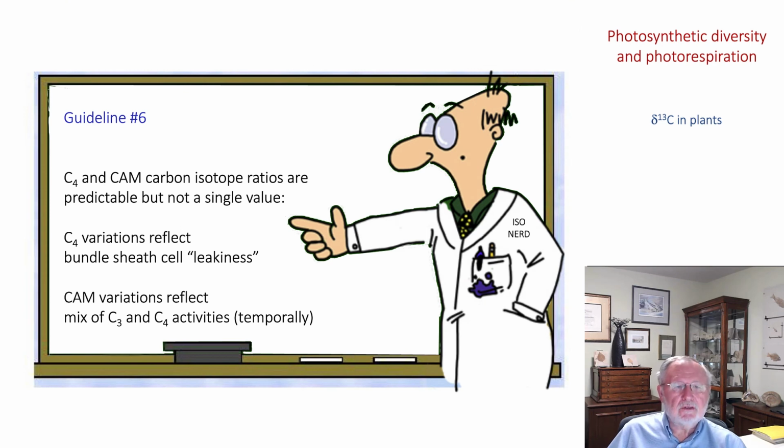Guideline number 6. C4 and CAM plants have similar carbon isotope ratios, but they don't have a single value. The C4 variations reflect bundle sheath cell leakiness. I apologize, I have a coarse voice today. And CAM variations reflect a mix of C3 and C4 CAM-like activities.